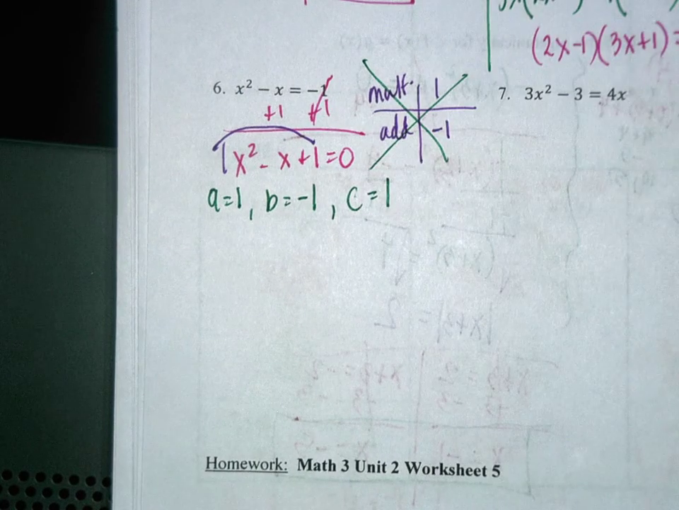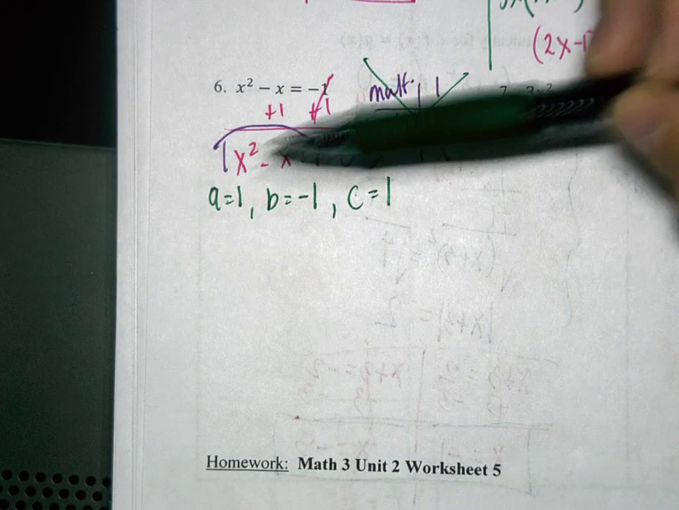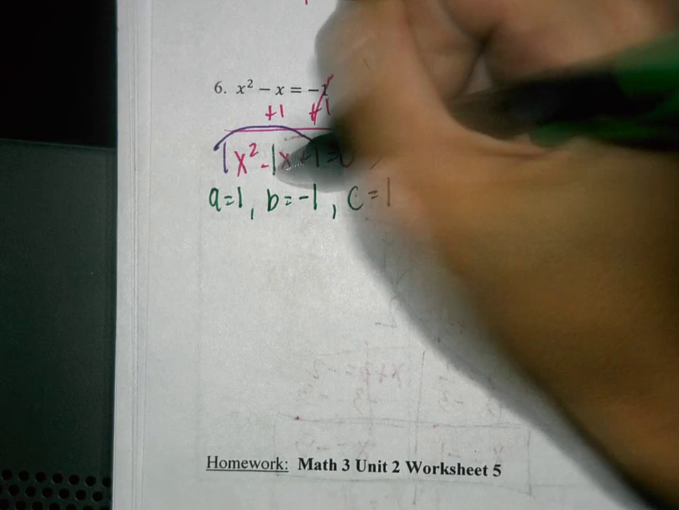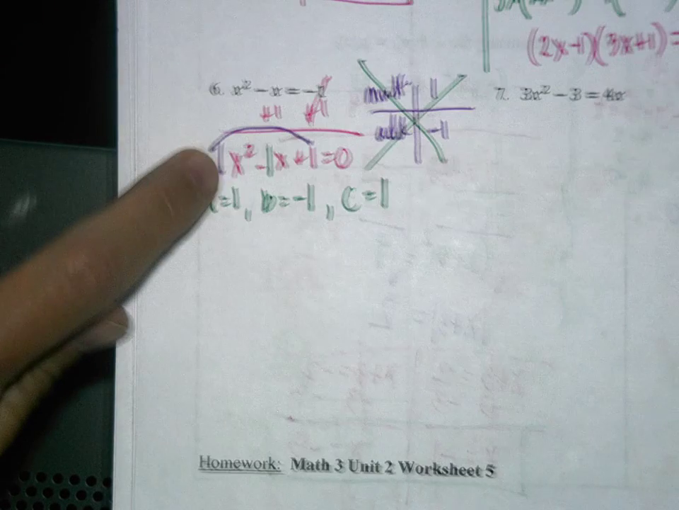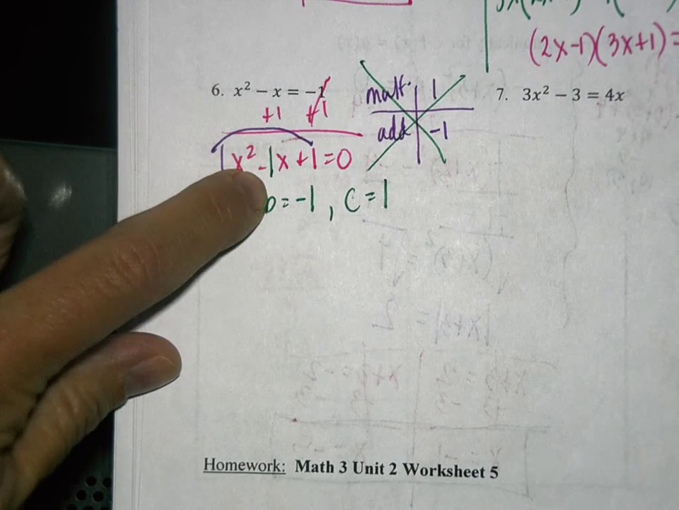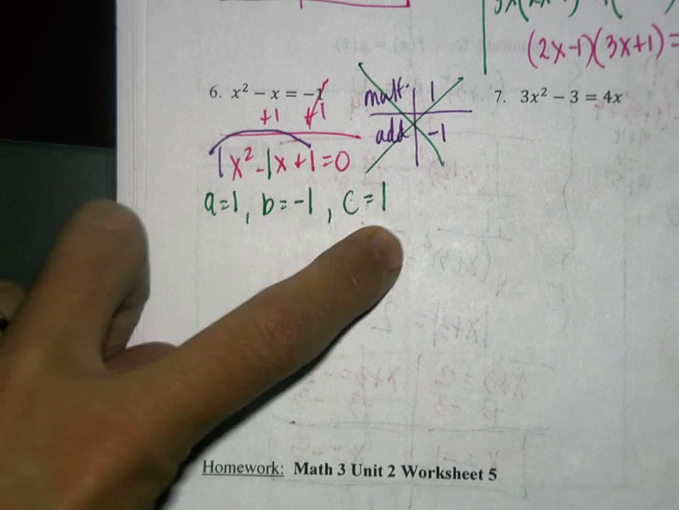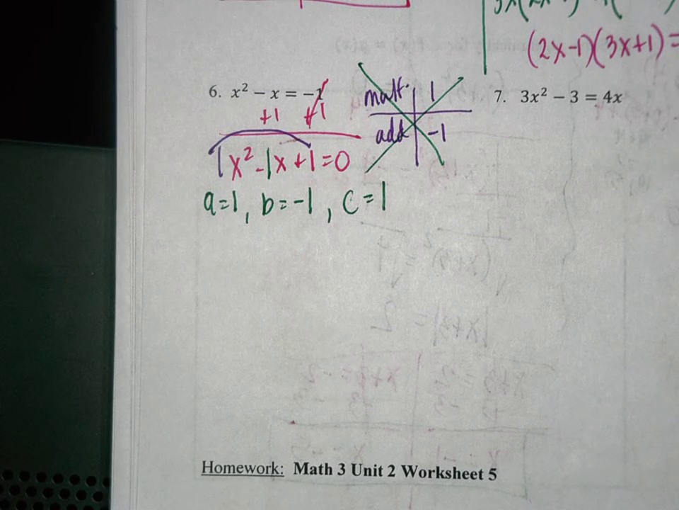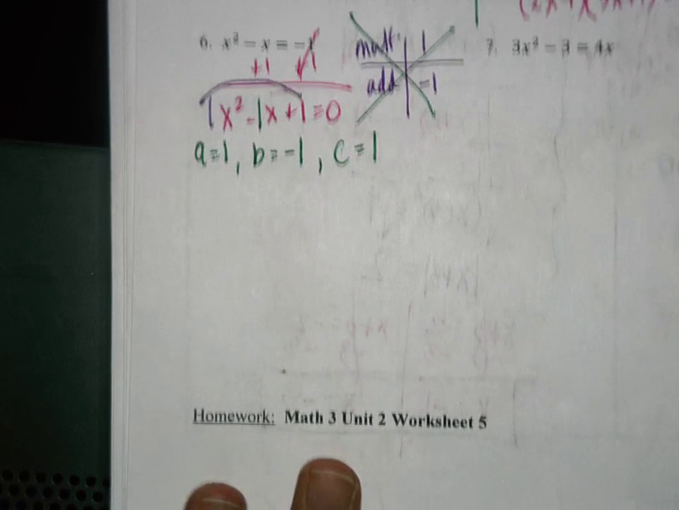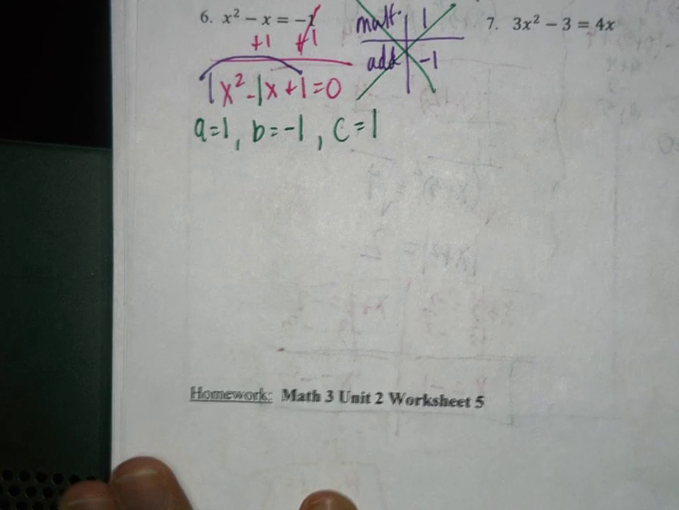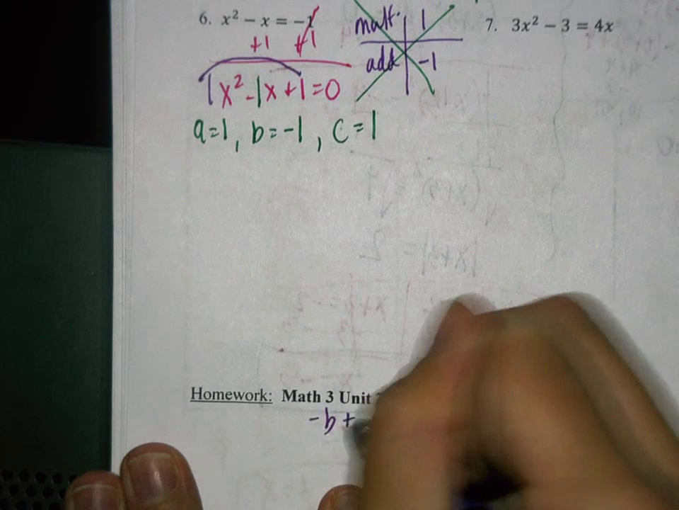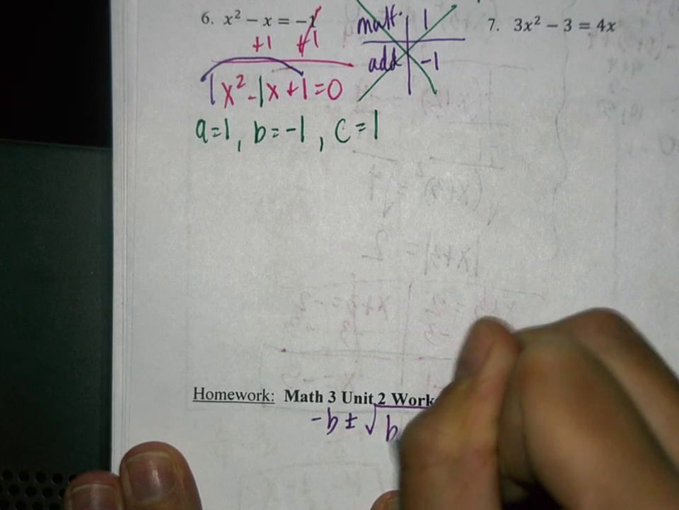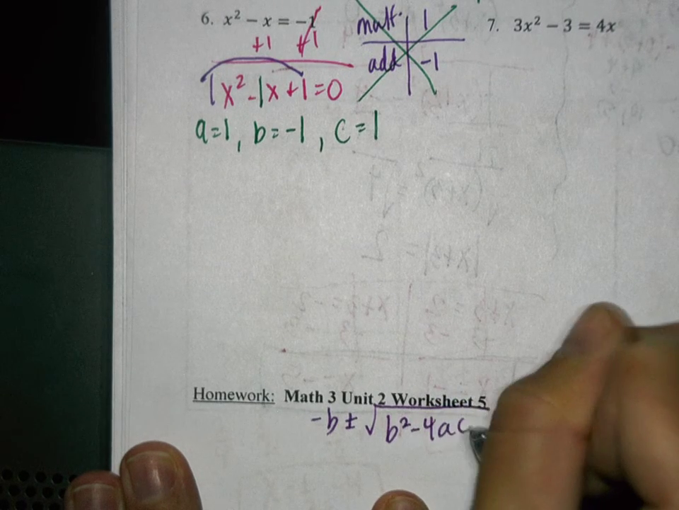So again, if there aren't any numbers in front of our variables, we can always put a 1 in front. So this was our A, this is our B, and this is our C. And again, it has to be set equal to 0. Okay, the quadratic formula is, I'm going to write it down here at the bottom under this homework part, but it's negative b plus or minus the square root of b squared minus 4ac all over 2a.